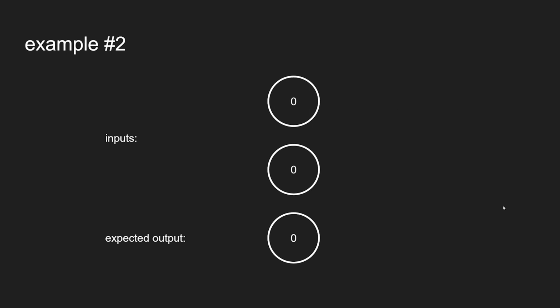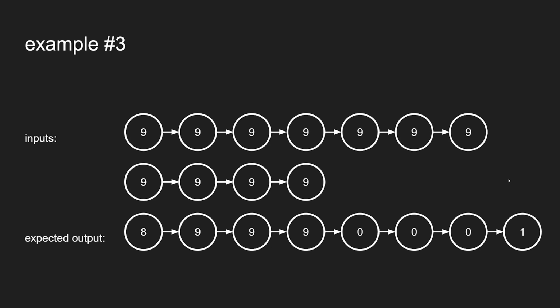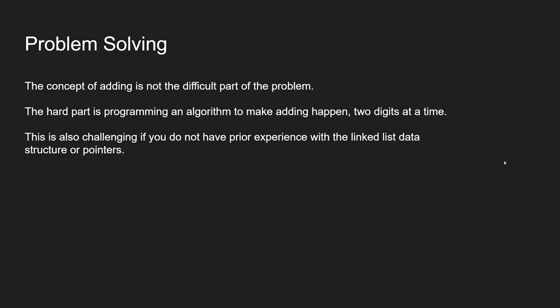The second example is just zeros, so 0 plus 0 is 0. And the third example is this long linked list of all 9s, and just adding them together gives you a very large number. So, like I said again, the concept of addition is not where the difficulty comes from. The hard part is making addition happen, like accessing data from 2 different linked lists and combining them into one singular linked list.